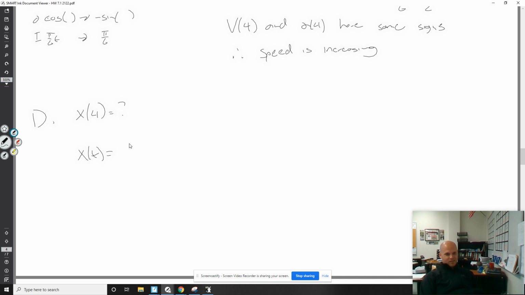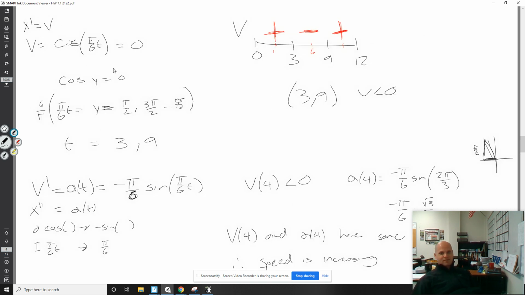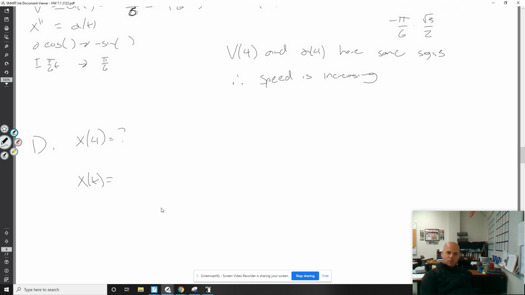Now, this is good. We got to be able to go both ways. What's the antiderivative of cosine pi over 6t? Well, we start with the antiderivative of the outside, leaving the inside alone, and we would multiply by the reciprocal of the coefficient of t to undo that. You could think about dividing by 1 over pi over 6. Don't forget a plus c.